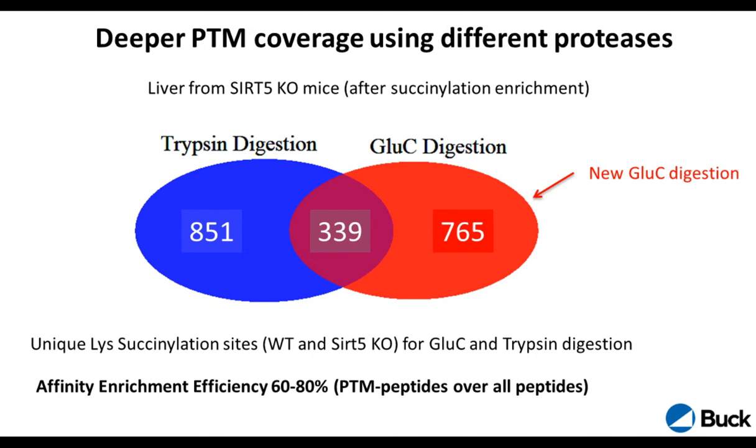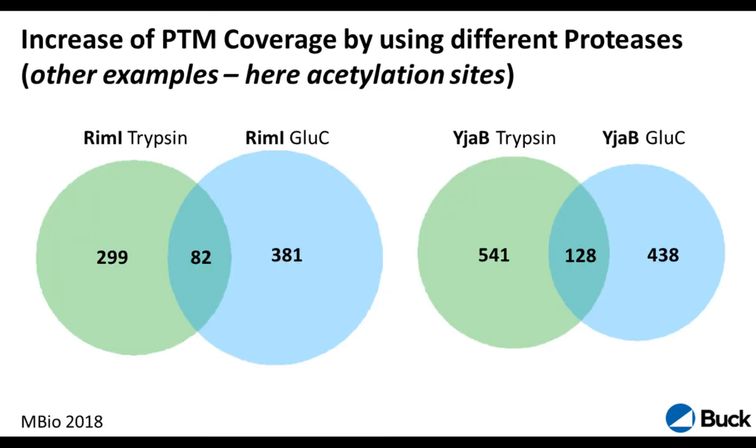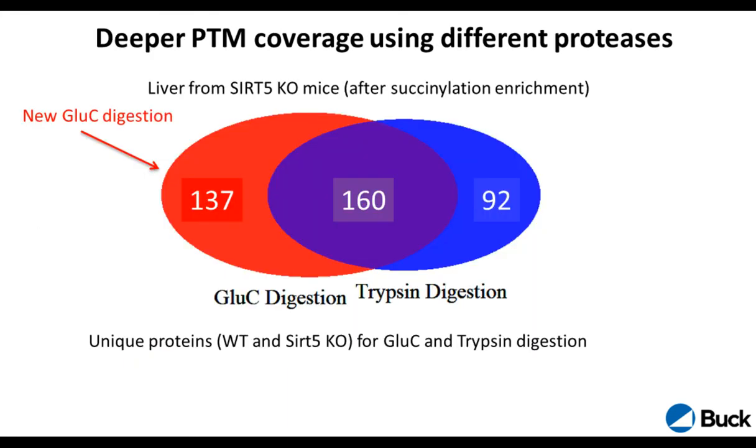We showed in this particular project that when you do trypsin digestion or glu-C digestion, which cleaves more at these acidic residues, you get a whole different set of PTM sites shown here, either in blue or red. And this is the site level, and the same is also true when you look at the protein level here. So for example, let me go back to the last one here. So yeah, this is the protein level shown here. So even on the protein level, you cover new proteins that you never saw just using trypsin digestion.